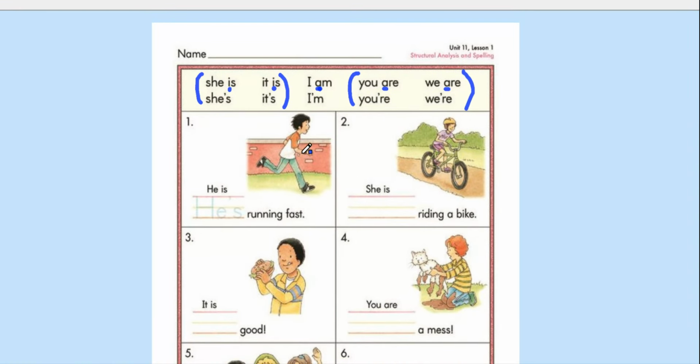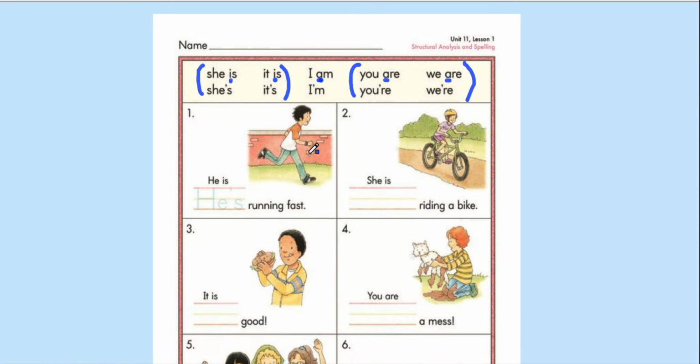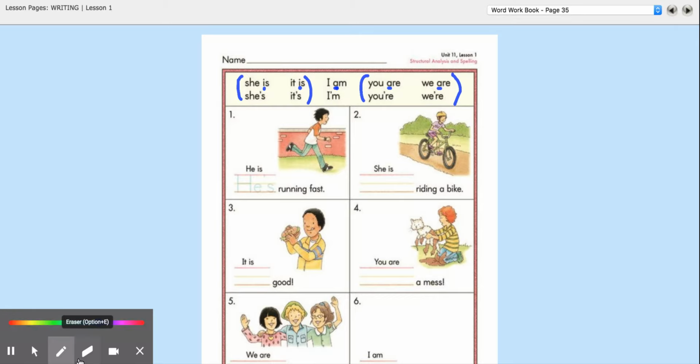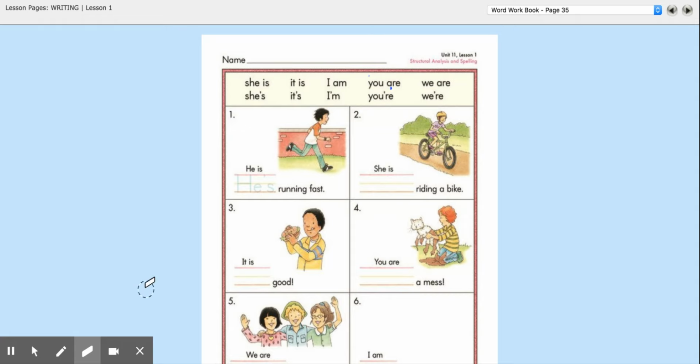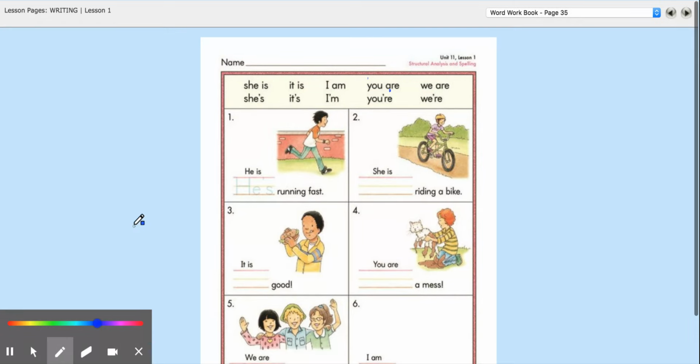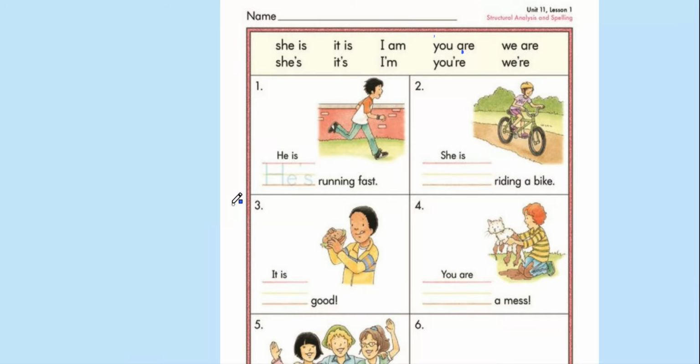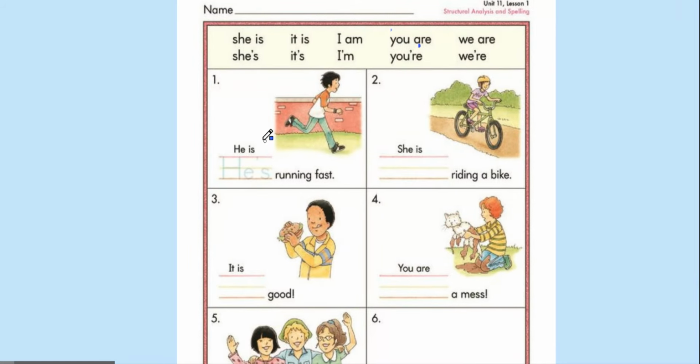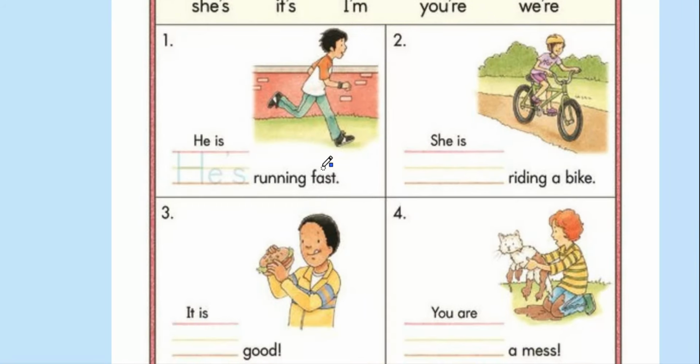So let's do number 1 together as an example. What we are going to be doing is turning our black words into contractions with what we have up here. Let me go ahead and erase that so we don't confuse ourselves too much. Okay, perfect. So box number 1 says "he is running fast."